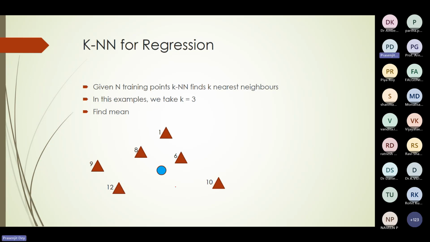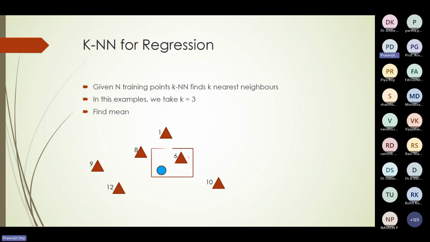For all these red triangles, I know their values: 1, 8, 9, 12, 6, 10. Now a new, unseen input sample, the blue circle, has appeared and I need to predict its value using the k nearest neighbor algorithm, where I have considered the number of neighbors as 3. In that case, what will be the value of this blue circle?